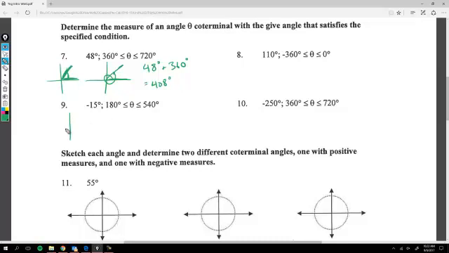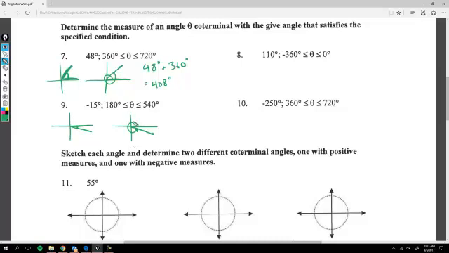So here I have negative 15 degrees, which I know is in the fourth quadrant. It's going to be here somewhere. So here's my angle, and I want a coterminal angle between 180 and 540. So I want to end in the same place, but notice that if I'm between 180 and 540, I'm positive. So what I want is this angle right here. I want to go counterclockwise.